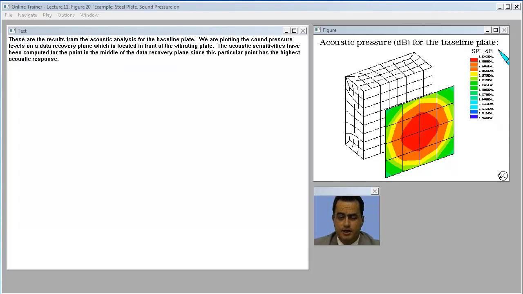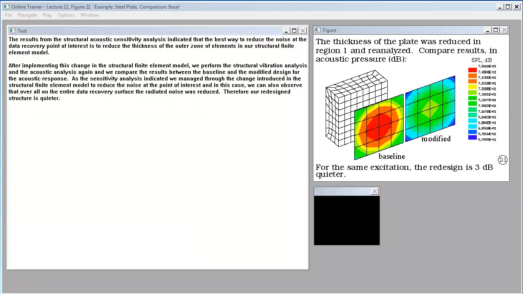These are the results from the acoustic analysis for the baseline plate. We are plotting the sound pressure levels on a data recovery plane which is located in front of the vibrating plate. The acoustic sensitivities have been computed for the point in the middle of the data recovery plane, since this particular point has the highest acoustic response. The results from the structural acoustic sensitivity analysis indicated that the best way to reduce the noise at the data recovery point of interest is to reduce the thickness of the outer zone of elements in our structural finite element model.